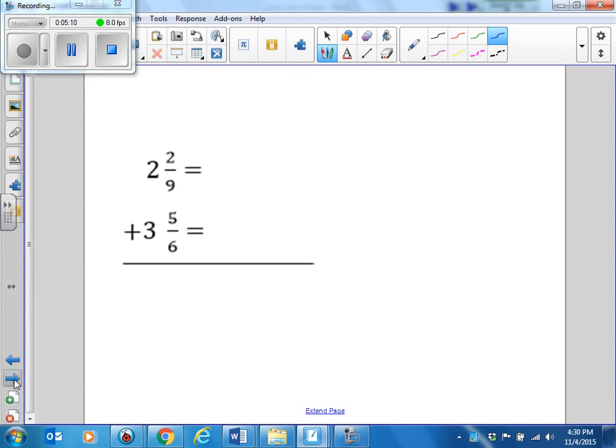All right, let's look at this next one. Now we're going to start adding the mixed numbers with the regrouping. So the first thing I need to do is find my common denominator.